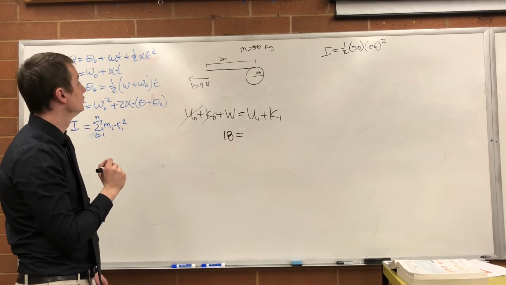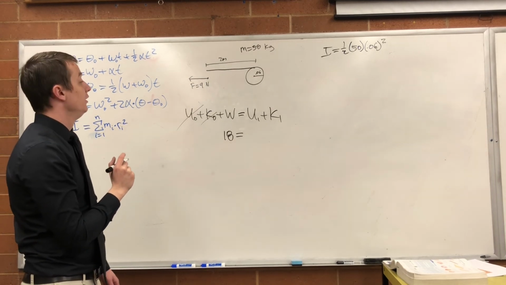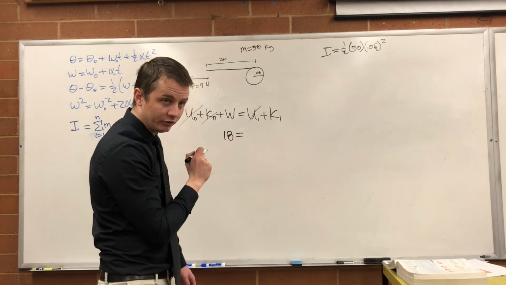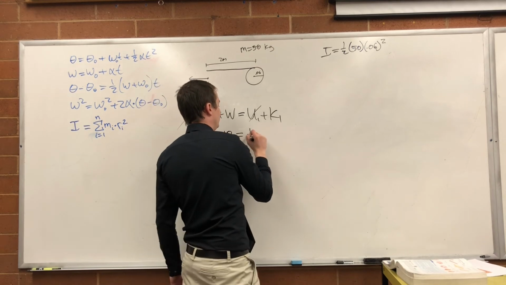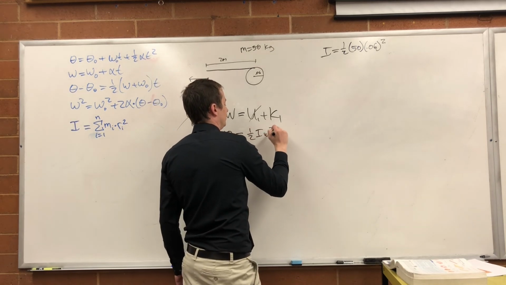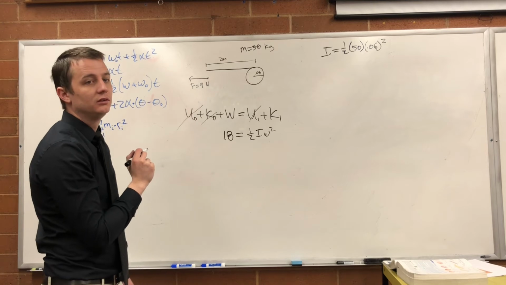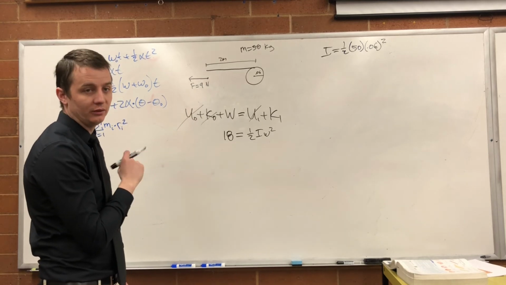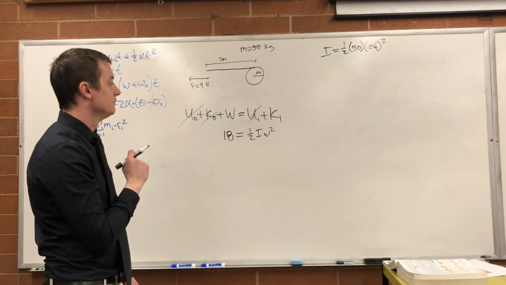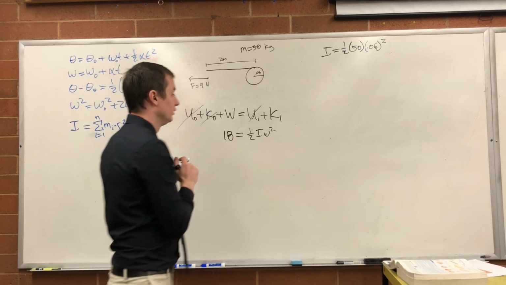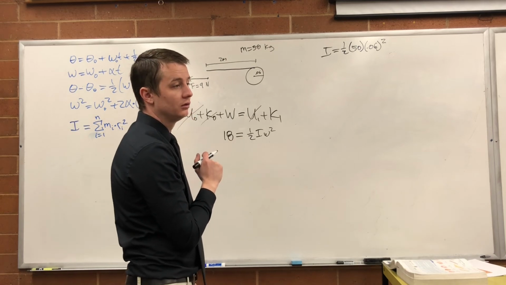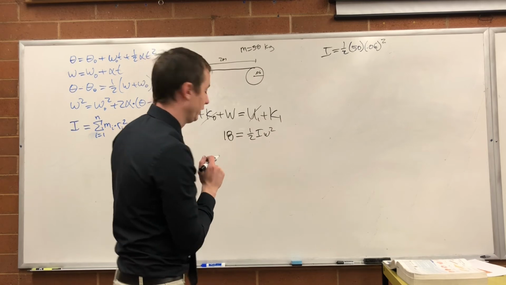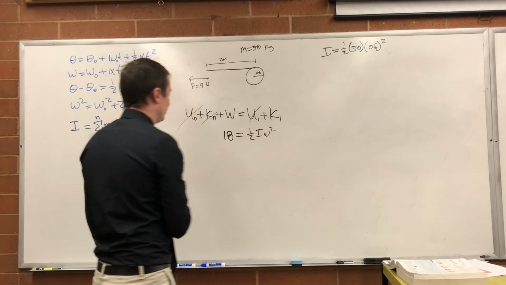Good? Yeah. Equals our final potential energy, 0, plus our final kinetic energy. Our final kinetic energy is 1/2 I omega squared. And what are we trying to find? Omega and velocity, which we'll get once we have omega. Okay. Why is it 1/2 I omega squared? The formula for kinetic energy with the spinning object.